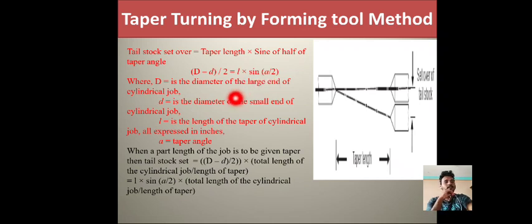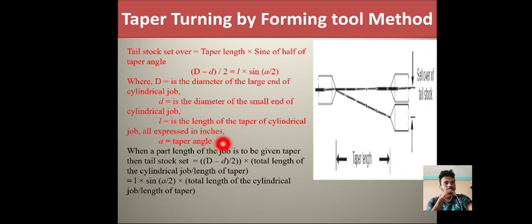D is the diameter of the large end of the cylindrical job, small d is the diameter of the small end of the cylindrical job, and small l is the length of the taper of the cylindrical job, all expressed in inches. Therefore, alpha equals the taper angle.